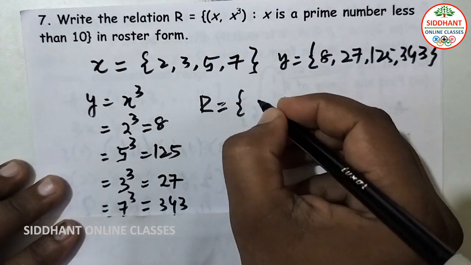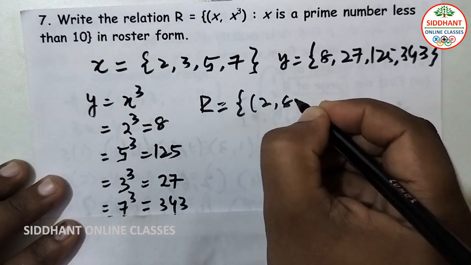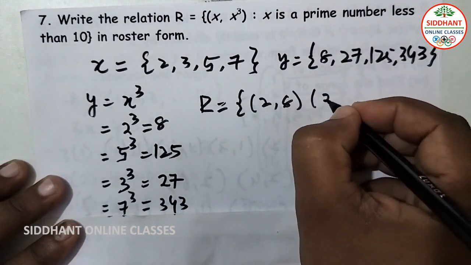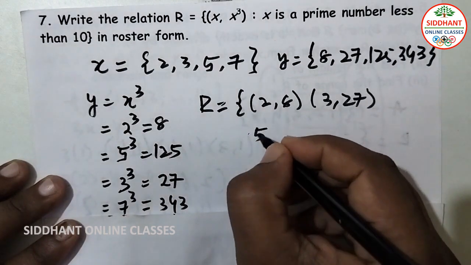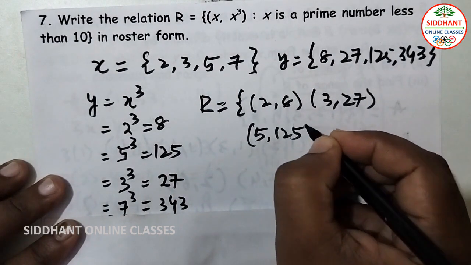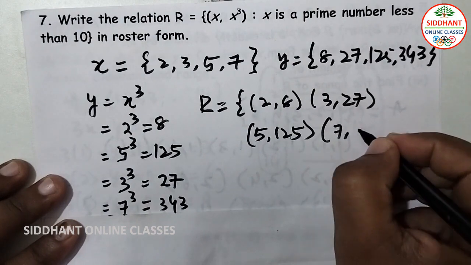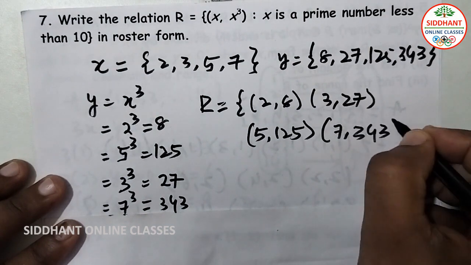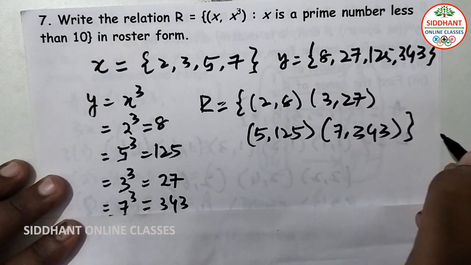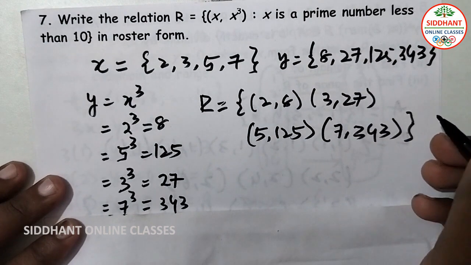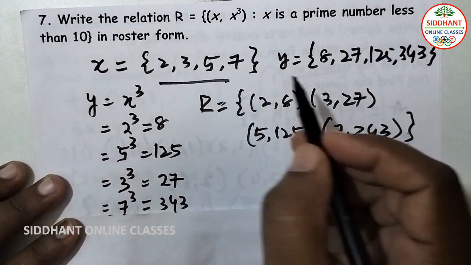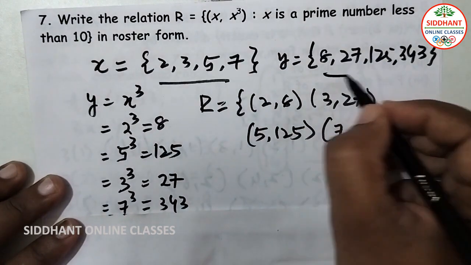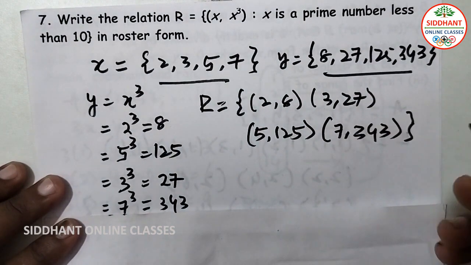We are going to write in a roster form here. So that will be (2, 8), (3, 27), (5, 125), (7, 343). So this will be the roster form. Here the domain will be x and the range will be y.